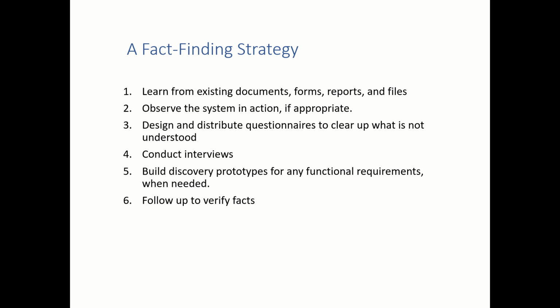So there are various fact-finding strategies which we have already seen. One is taking the data from existing reports or documents. Then you can observe how the system is already in action, and design and distribute questionnaires or surveys so that you could get more information from the people. And you can conduct interviews, build a small prototype, or even follow up to verify the facts. So there are different ways of information gathering.